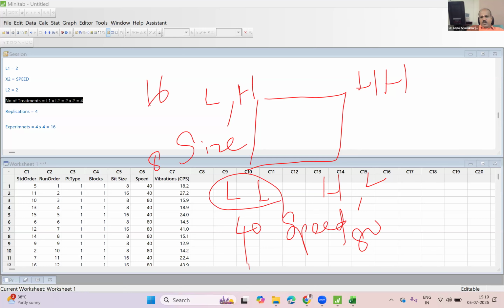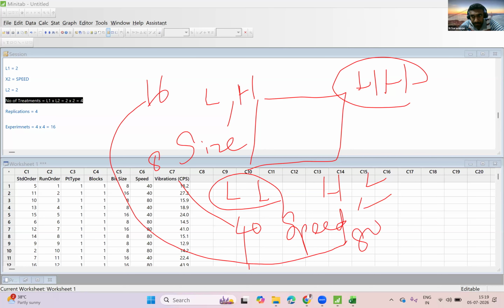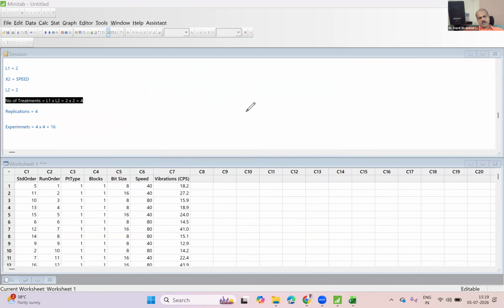Now, what do you mean by low, low? The 8 and 40 combination. What is high, high? The 16 and 80 combination, yes or no? That is what is called high and high. And you now know what is high and low. High means 80 speed, but with 8 mm size. And low high means 40 RPM, but the size is 16. So these are the four possibilities, and we are going to find which is the best.